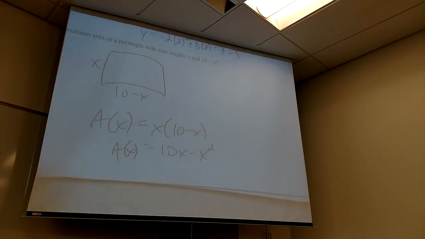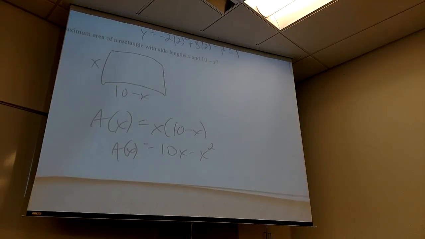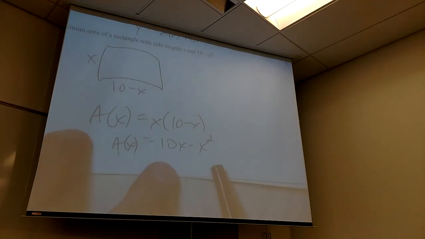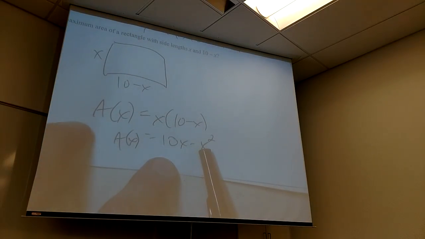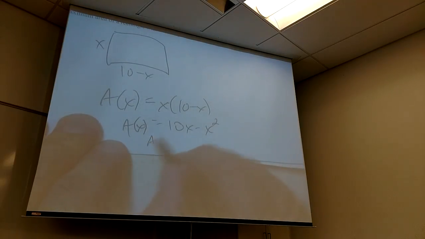If I said y equals 2 plus 3x, is 2 the slope? No, the slope is in front of the x. So where's the a? The a is in front of the x squared. A is negative, so it opens down. This is just written out of order, you can write it in order if you want to: negative x squared plus 10x. There you go.